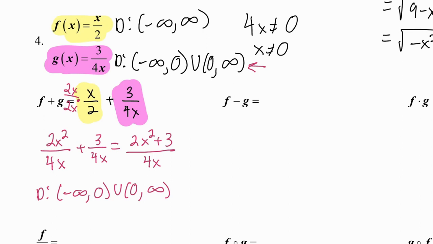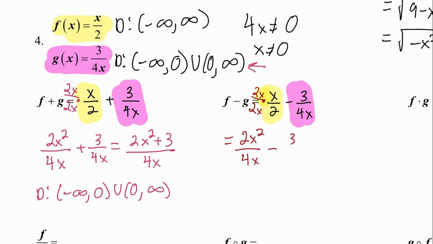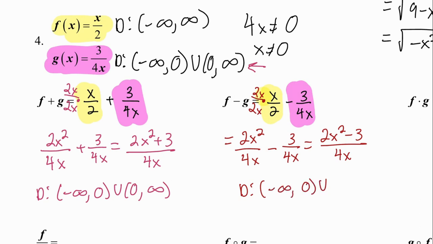We do something similar with subtraction. So again, we have x over 2 minus 3 over 4x. So again, we're going to need to get a common denominator here. So we'll multiply that first piece by the same thing as last time, 2x over 2x. And again, that'll give us 2x squared in the numerator and 4x in the denominator. So minus 3 over 4x. And again, because they now have common denominators, we can just combine the numerators to be 2x squared minus 3 all over 4x. So again, the domain is going to be negative infinity to 0, union 0 to infinity.